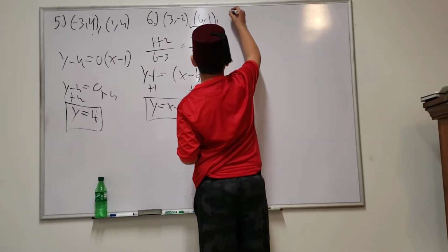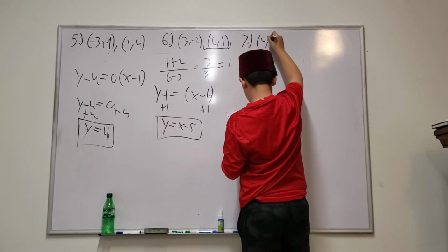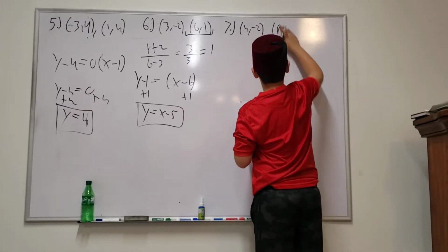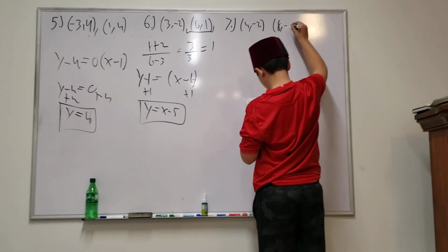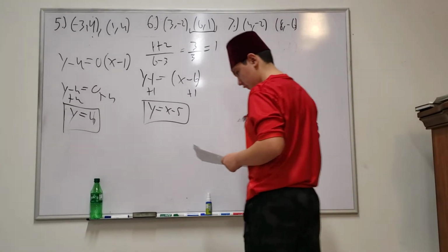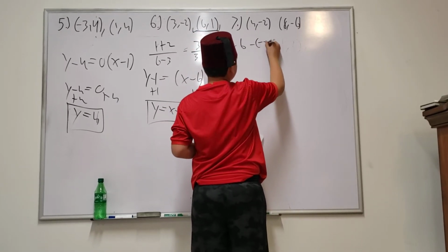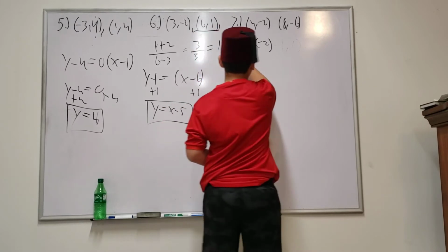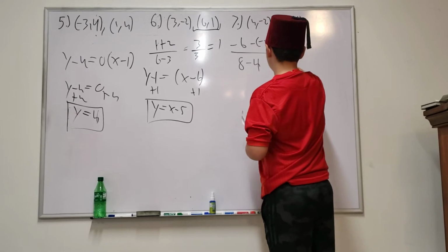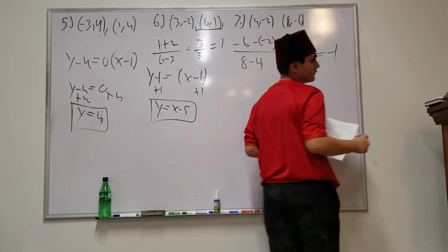So let's go on to number 7 now. So number 7, our points are (4, -2) and (8, -6). Okay, so we're going to use the slope formula again. So it'll give us -6 minus -2, divided by 8 minus 4. So this will give us -4 over 4, which is equal to -1. Okay?